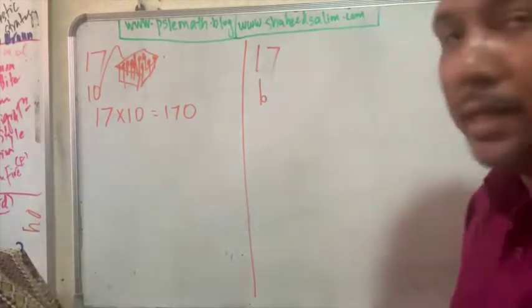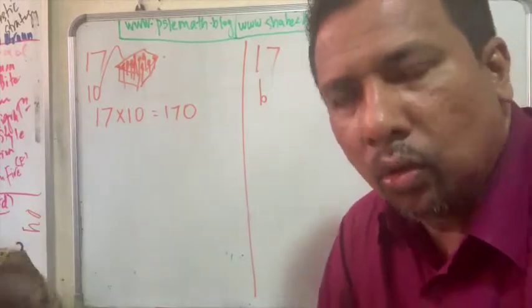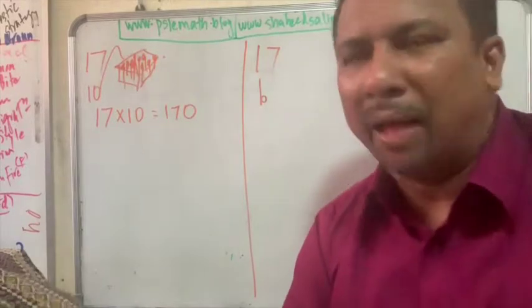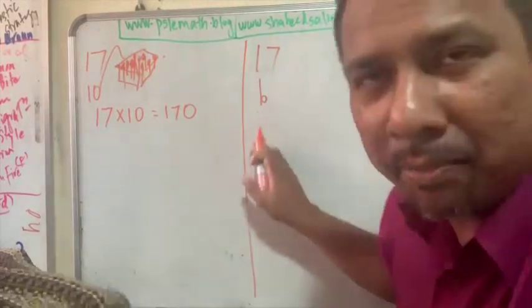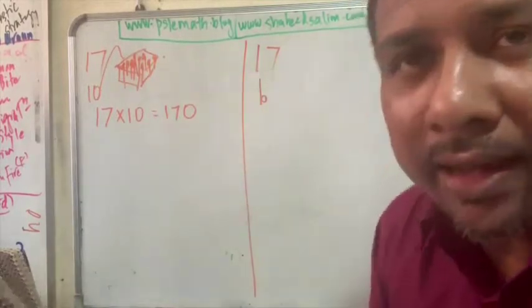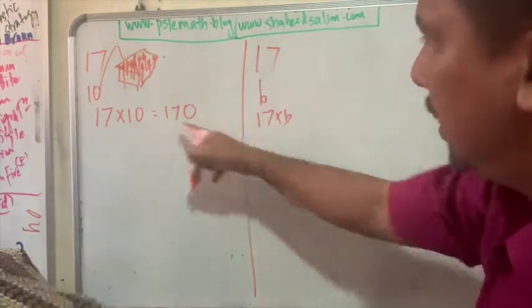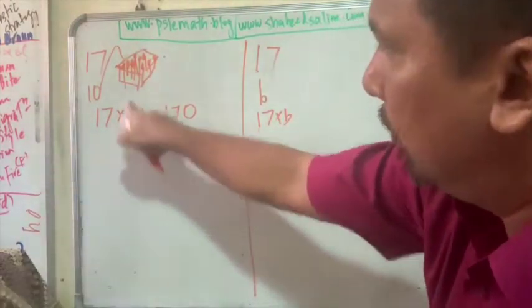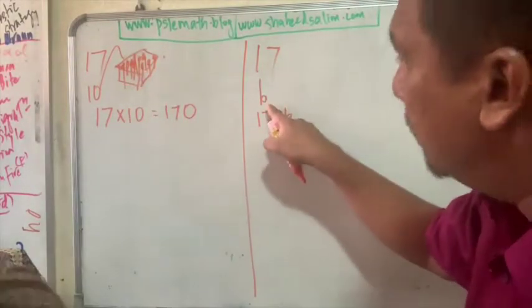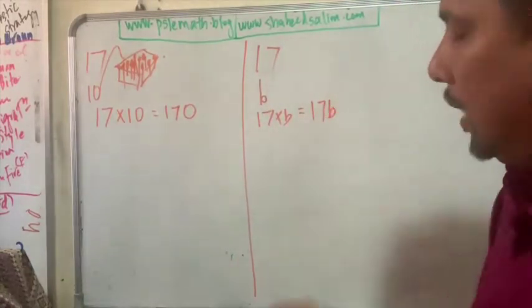But in algebra, it's the same thing. Don't get confused about this. B is a number. I know you might be thinking B is for bus, bananas, whatever it is. B is a number. What number it is, we don't know. So to find the number of candles altogether, it's 17 times B. The same thing as 17 times 10. If there are 10 candles in each box, it's 17 times 10. But since there are B in each box, it's 17 times B. So there are 17B candles.